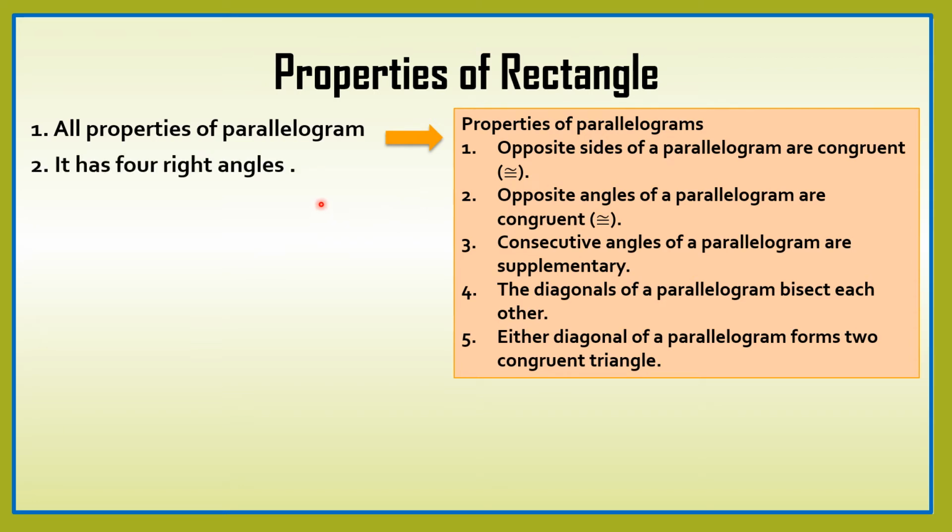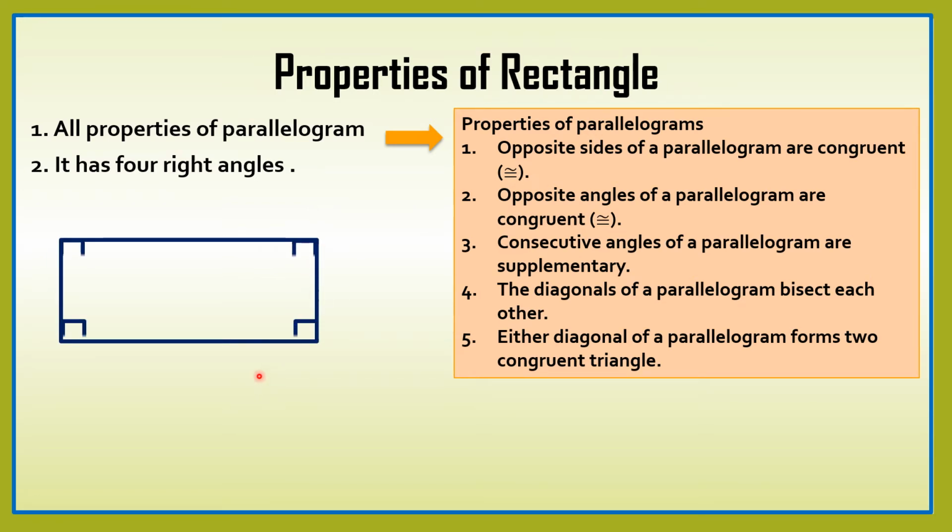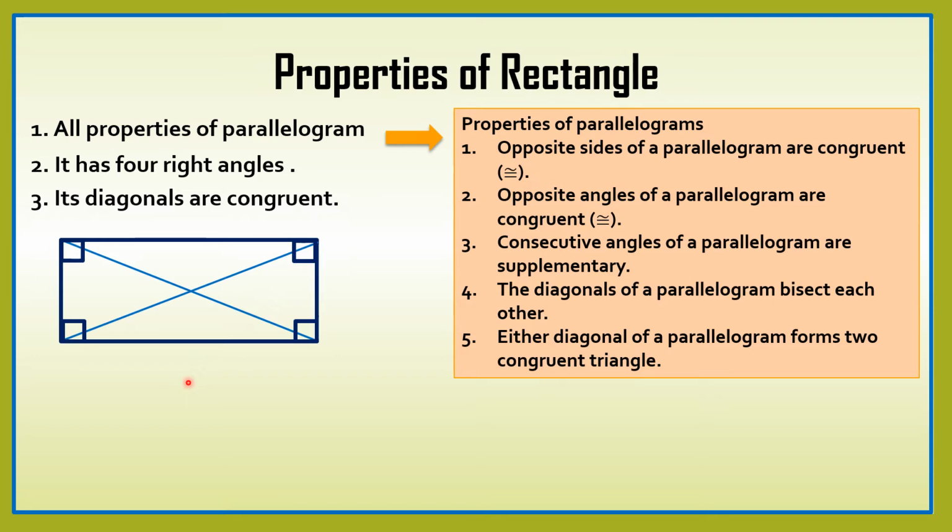Number 2, it has four right angles. So let's say this is the given rectangle. So we have here four right angles, and the measure of these angles are exactly 90 degrees. Number 3, its diagonals are congruent. So let's have here diagonal 1, and this is diagonal 2. So they are congruent. So however long this one is, the other one is the same length.